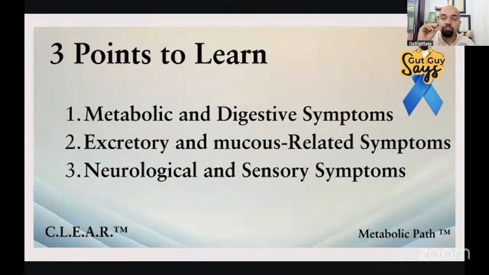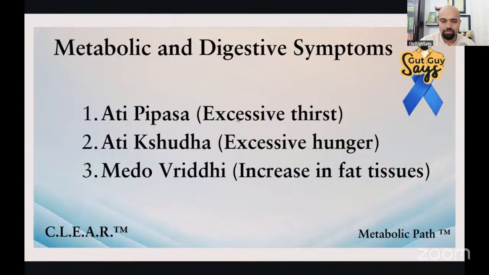So there are 3 categories of symptoms to look for: metabolic and digestive symptoms, excretory and mucus related symptoms. Mucus, not exactly mucus, it is kleda. It is the slimy substances that happen in your body, right? And the third is neurological and sensory symptoms. Let's go with the first one, which is metabolic and digestive symptoms. I've written in Sanskrit today so that you get used to these words as well.